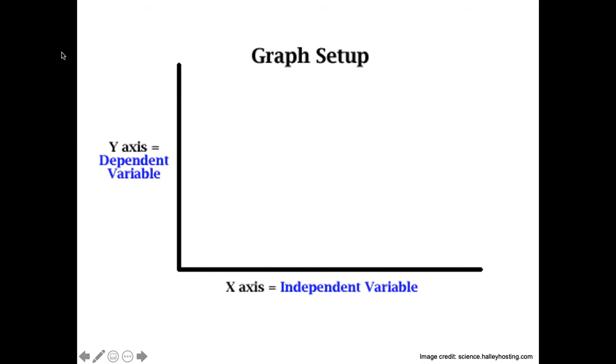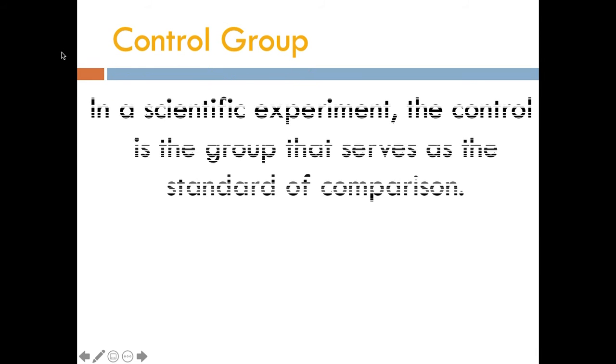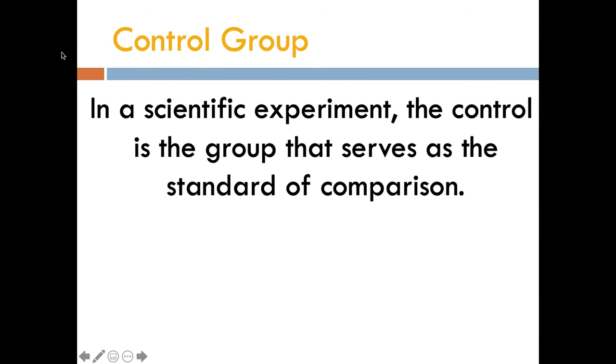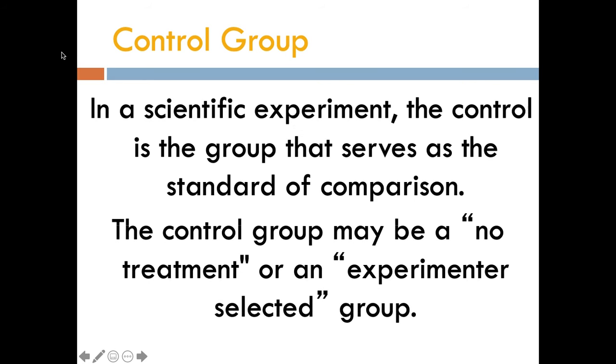Usually on a graph, or almost always, your independent variable goes on the x-axis and your dependent variable goes on the y-axis. Your control group. In a scientific experiment, the control is the group that serves as the standard of comparison. The control group may be a no-treatment group or an experimenter selected group.